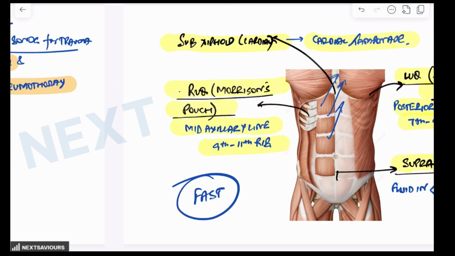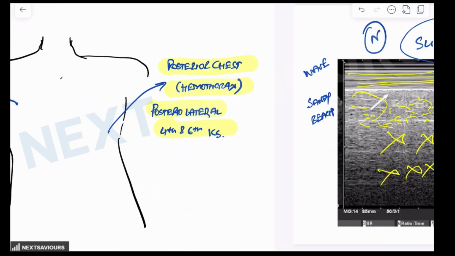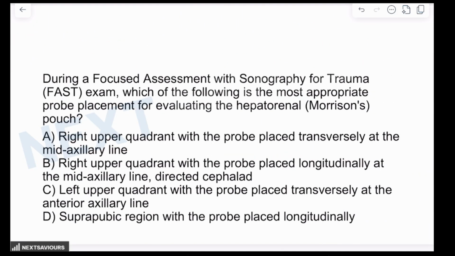So hope you will be able to solve every question asked in relation to EFAST and FAST. Let's see how the questions are usually kept in your examinations. It becomes much easier now. During a focused assessment with sonography for trauma, that is the EFAST exam, which of the following is the most appropriate probe placement for evaluating the hepatorenal or Morrison's pouch? That means they are asking where exactly the probe has to be placed.